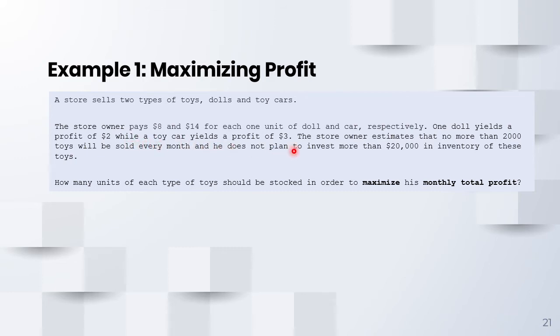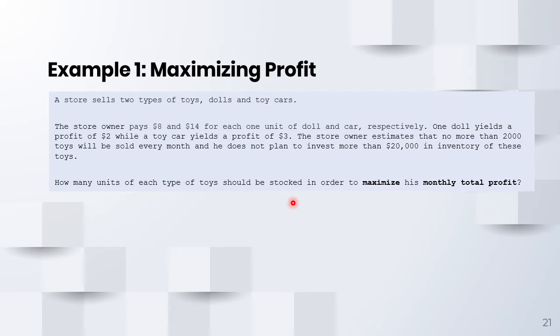The store owner estimates that no more than 2,000 toys will be sold every month, and he does not plan to invest more than $20,000 in inventory of these toys. How many units of each type of toys should be stocked in order to maximize his monthly total profit? So for our first goal, we will transform this word problem into a linear programming model.